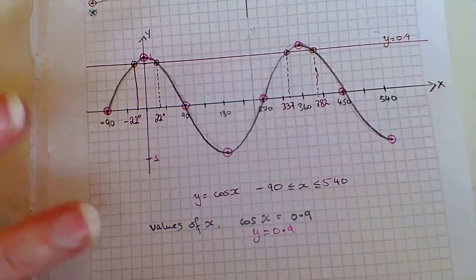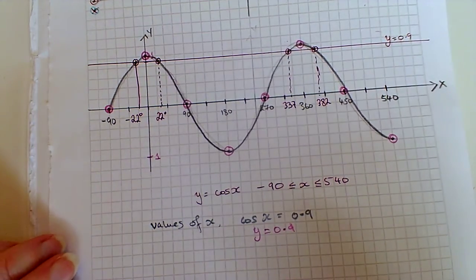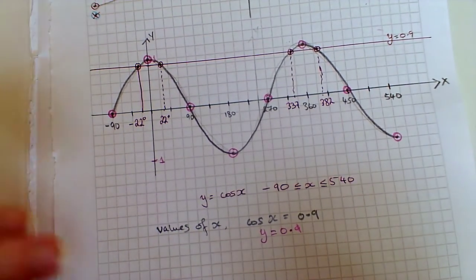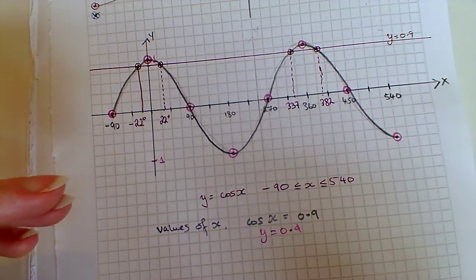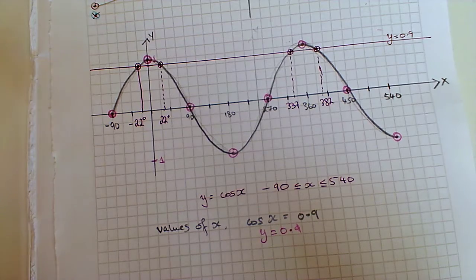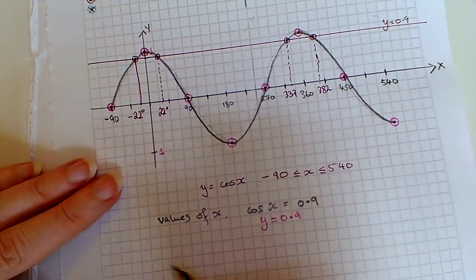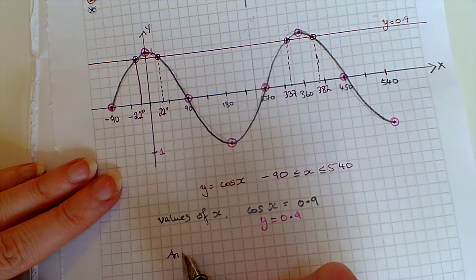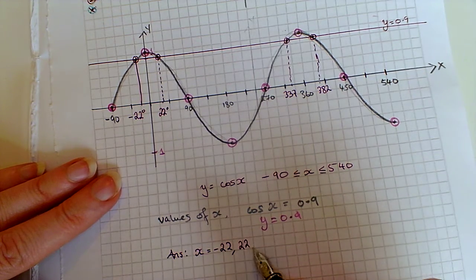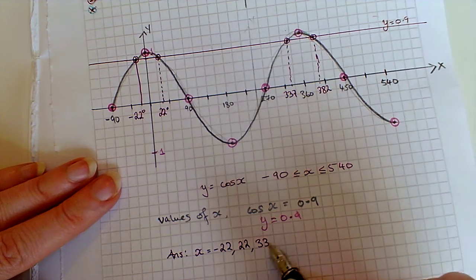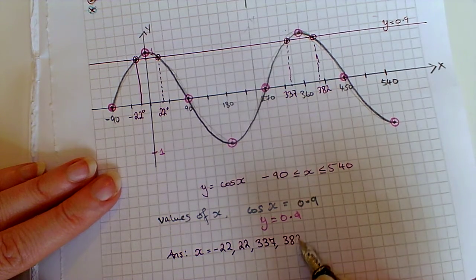So if you're getting an answer that's way out, but you're fairly confident that it's right for your graph, there's a couple of things. It means your graph is wrong. So if you have the time, you should fix your graph. And if you don't have the time, leave your answers as they are, because you can get full marks for wrong answers that are correct for your graph. And that's the important thing. So the answers here, the values of x are x equal to minus 22, plus 22, 337, 382.